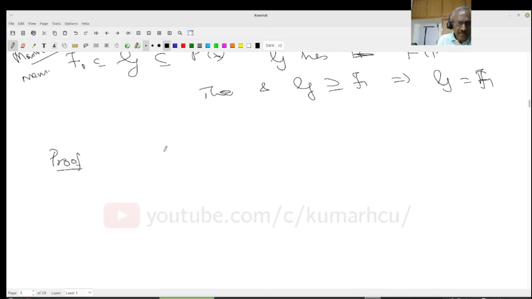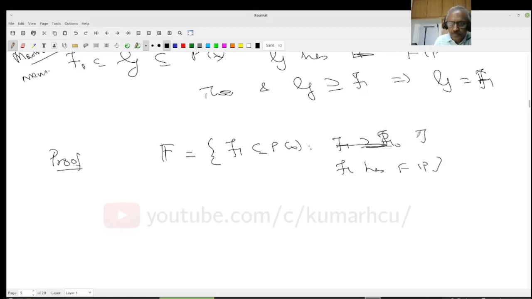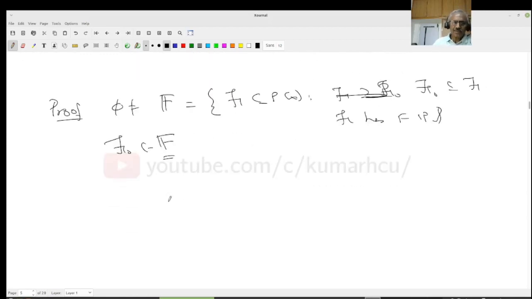Since I will be running out of notation, let me write script F to be the set of all families F such that F contains F naught and F has FIP. So this is non-empty. Why? Because my F naught itself belongs to this. You notice that this is a strange double-F notation, like a field notation; it consists of all families of subsets. This is a much bigger thing.